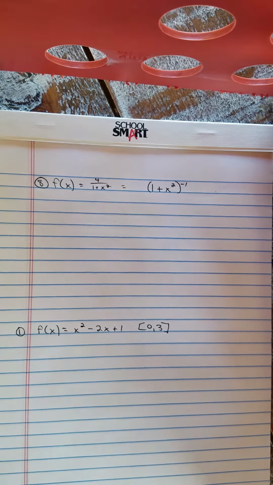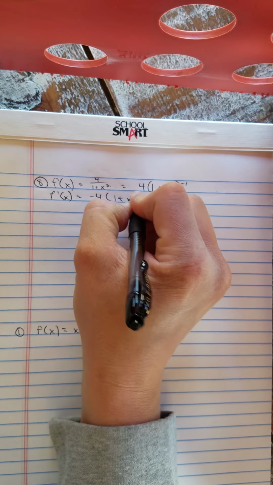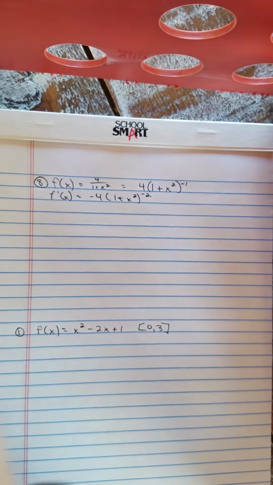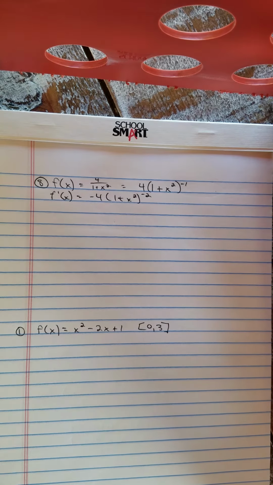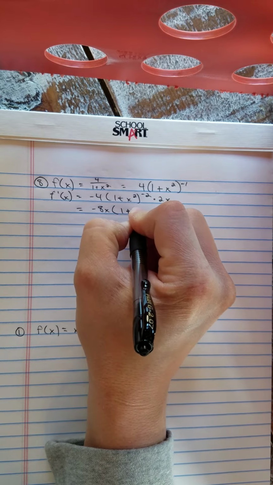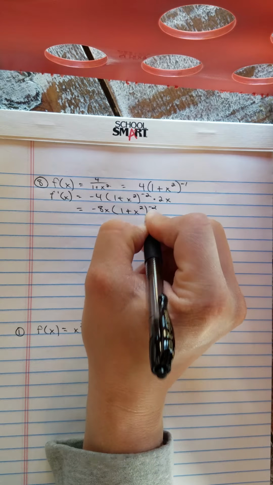So the first derivative is obviously the chain rule. Negative 1 times 4 is negative 4. 1 plus x squared stays the same. Drop the exponent down to negative 2. And then multiply that by the derivative of the inside, which obviously would just be 2x from the x squared. Okay? So if we put these together, if I bring the 2x out front with the negative 4, it becomes negative 8x and then 1 plus x squared to the negative 2.